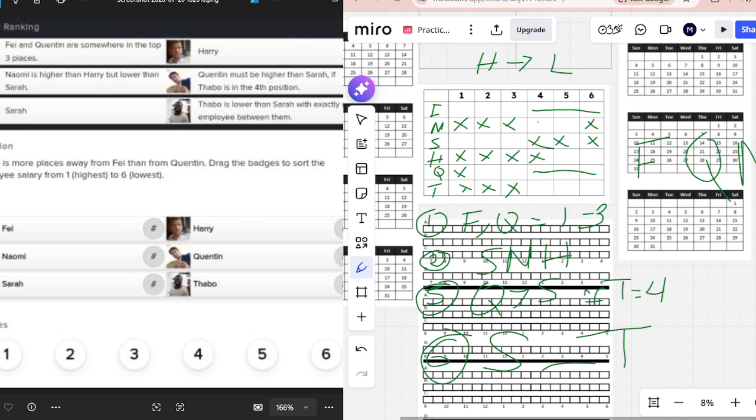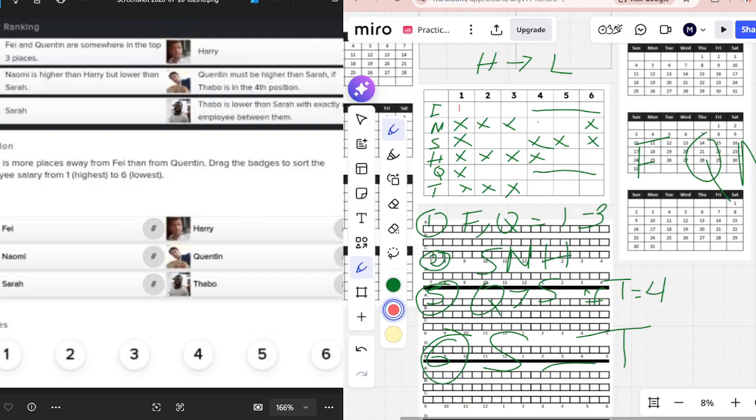Next one, Quintin must be higher than Sarah if Tambo is 4th. But we don't know yet if Tambo is 4th. Tambo is lower than Sarah with exactly 1 employee. Oh, we can look at it like that. So Sarah, Tambo. If Sarah is number 1, Tambo will be number 3. But since Tambo cannot be number 3, Sarah cannot be number 1. So finally now we have our number 1 to be Faye.